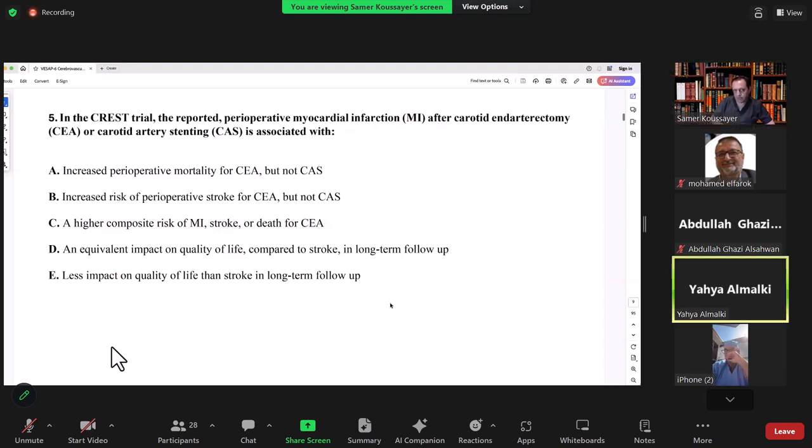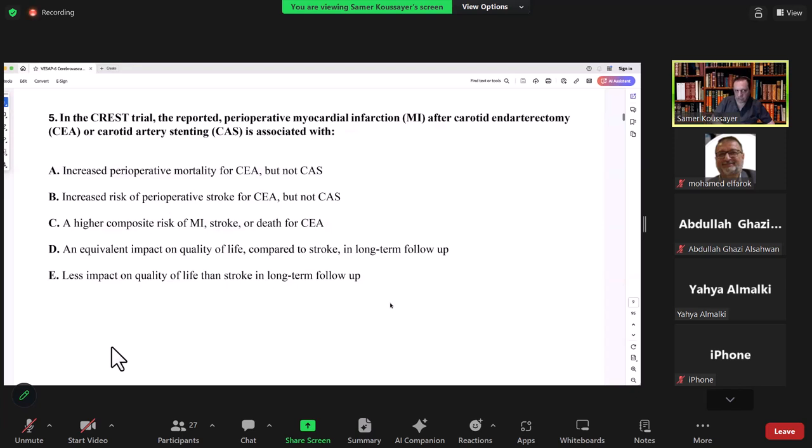Okay, next one. B: Increased risk of perioperative stroke for CEA, but not CAS. It was the opposite, correct. CAS was higher for perioperative stroke, not the CEA. Let's go to C: Higher composite risk of MI, stroke, or death for CEA. So all the same. This is the final result, all the same. For this reason, they said, okay, let's start doing stenting, because they found that MI, stroke, and death are the same.